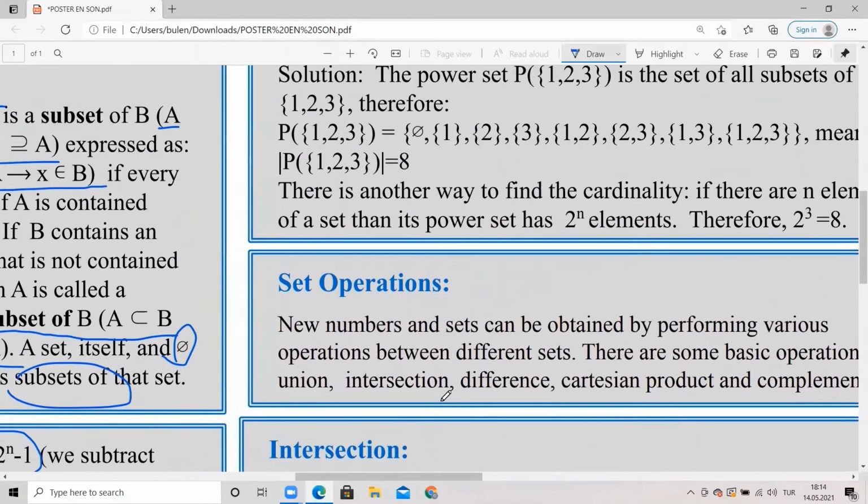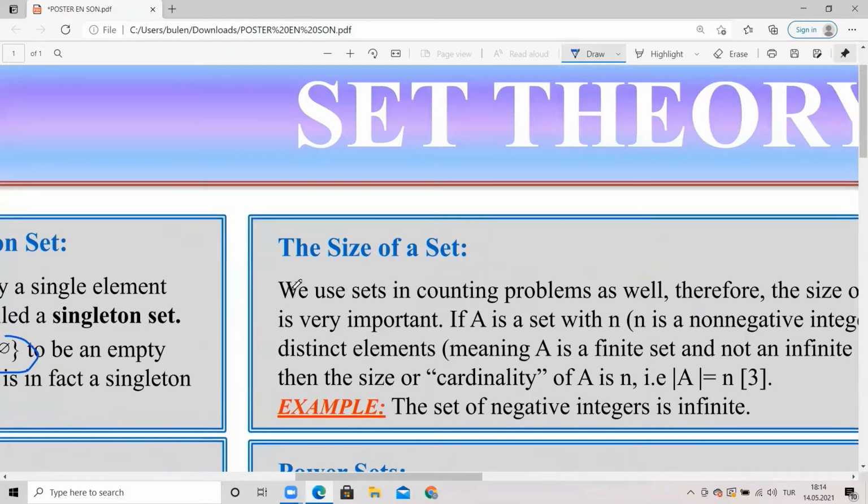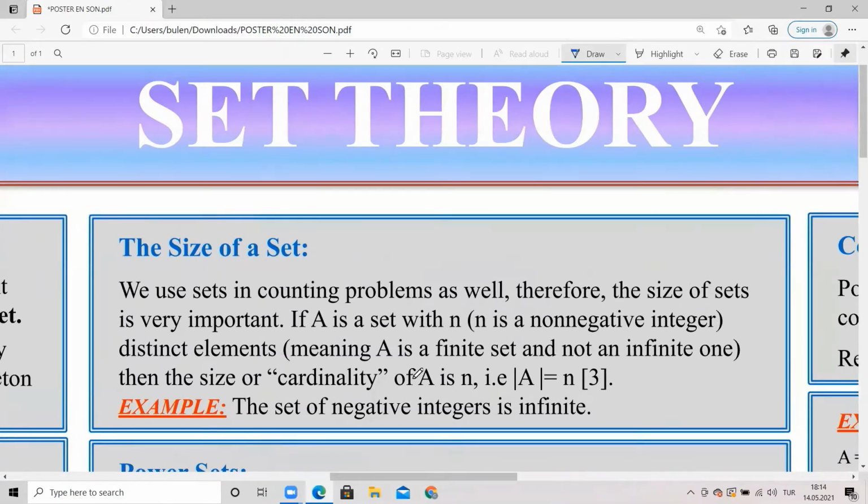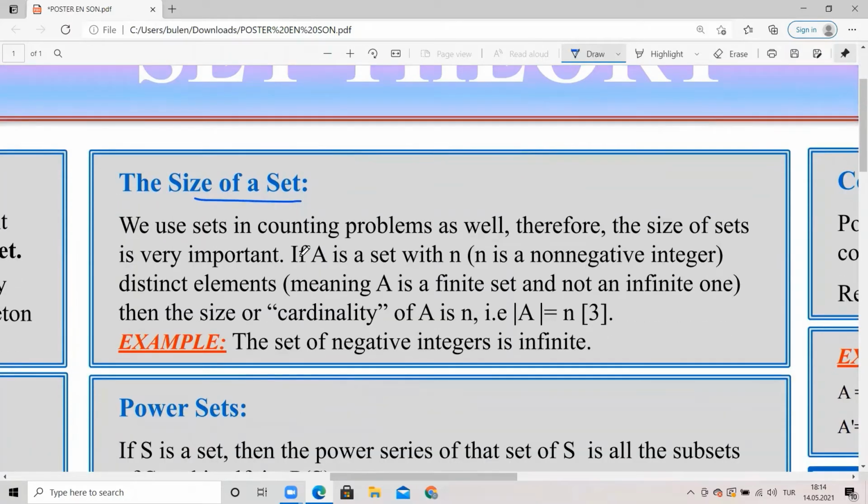Now we move on to our next topic, which is the size of a set. We use the size of a set in counting problems and therefore it is very important in our understanding of sets. Because of that, we will define the size of a set as the number of elements within a set.